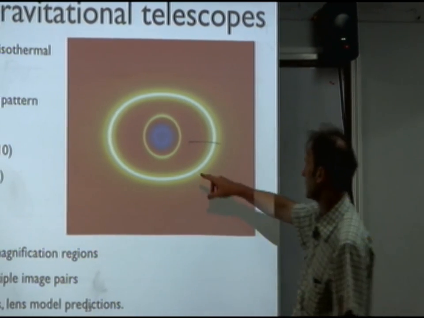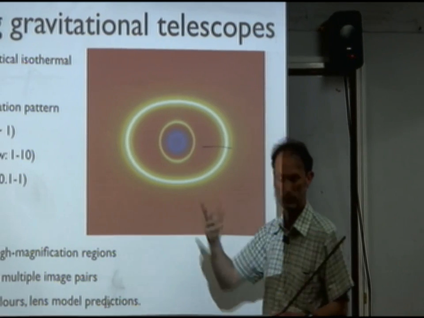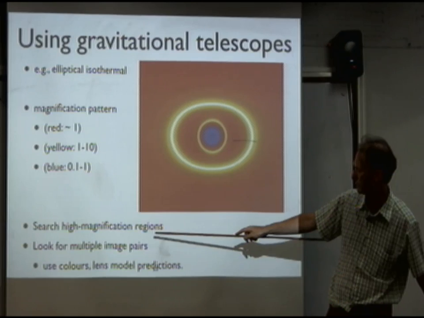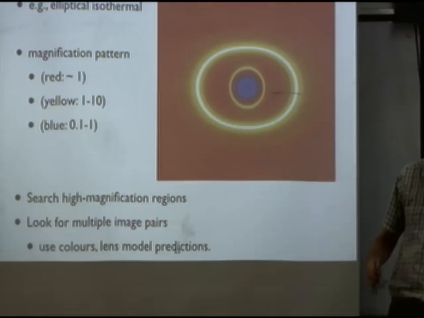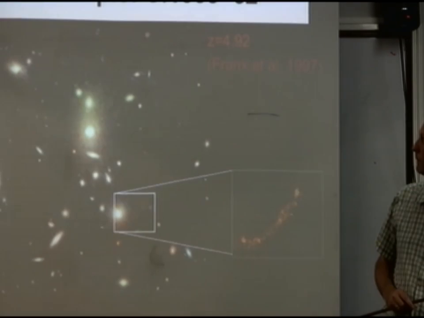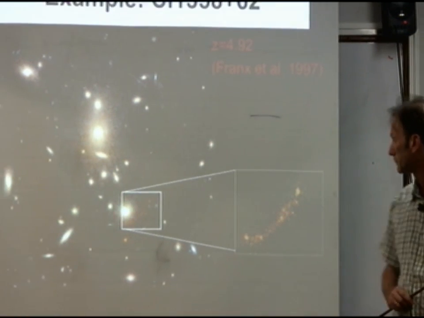And then you try to match up multiple image pairs and try to do this reconstruction like I showed you before. And there's lots of different ways of trying to match image pairs. You can use the colors, the morphology, predictions from your lens model. So this is quite a puzzle usually.